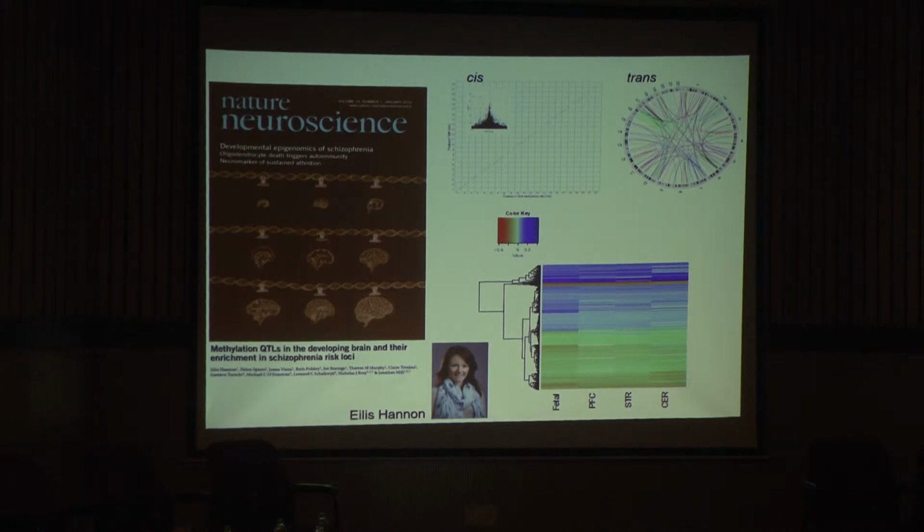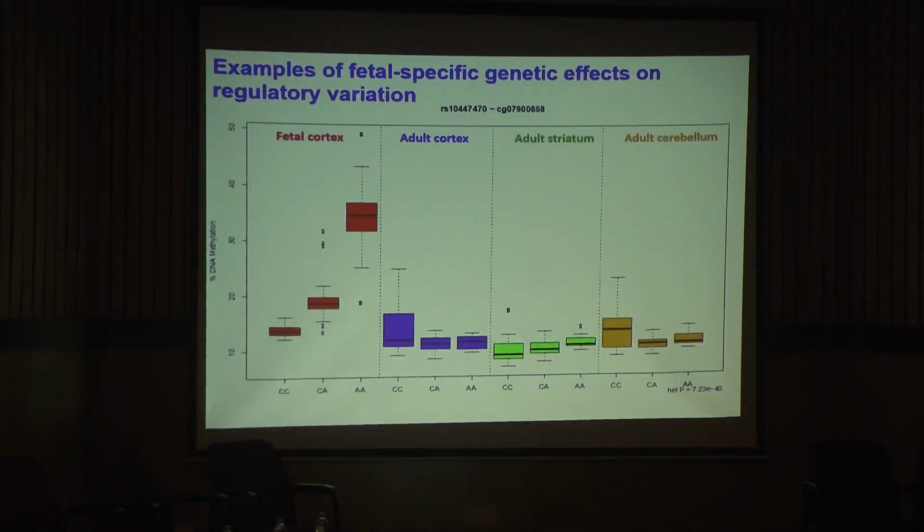So these mQTL effects seem to be developmentally fairly stable. On the bottom is a heat map showing the effect sizes for mQTLs identified in the fetal brain, and then the corresponding effect sizes for different regions of the adult brain. So you can see very strong similarity across them. But I think the exceptions are always the really interesting things.